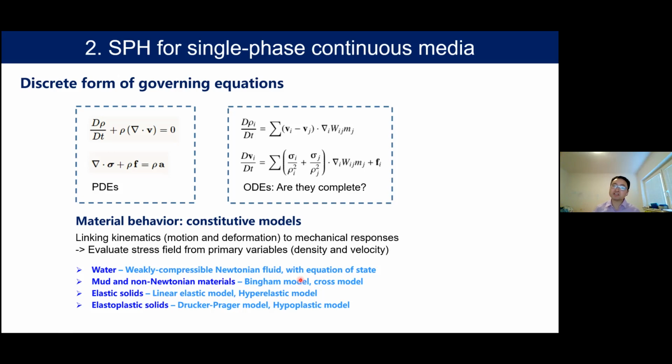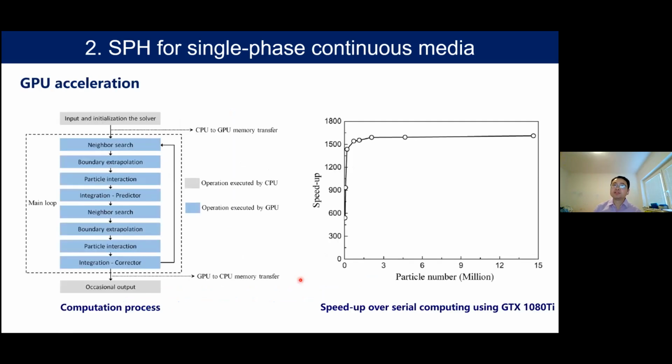And we also consider elastic solids, which are used to model the structure. We can use a linear elastic model or a hyperelastic model for small deformation and large deformation. And for solids, especially for geomaterials, we can use constitutive models from geomechanics, like the elastoplastic Drucker-Prager models and hypoplastic models. And the solution process of SPH in one step, if you use a predictor-corrector integration method, is like this.